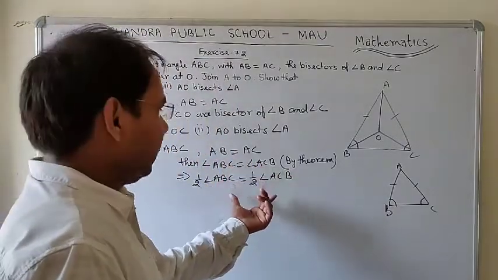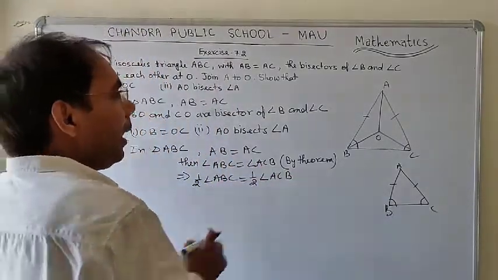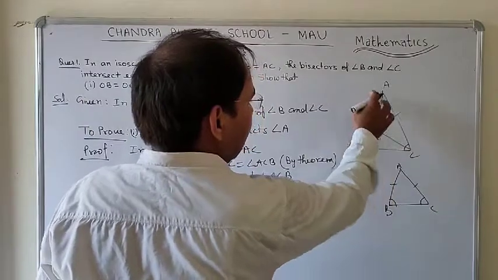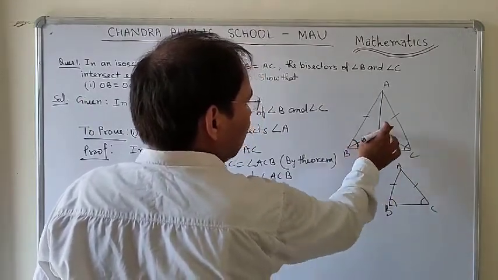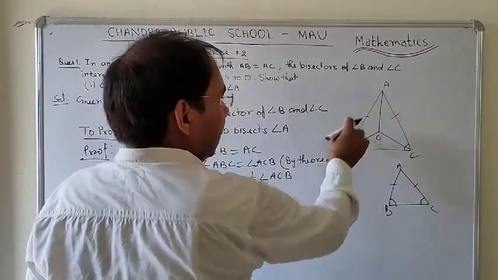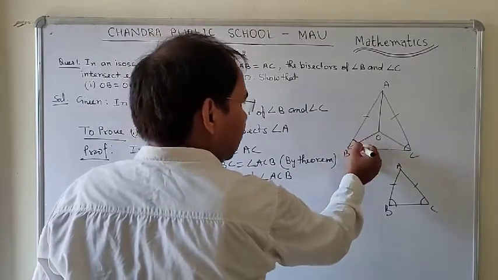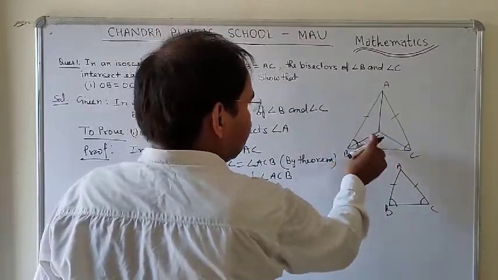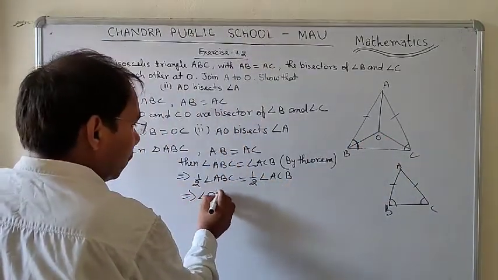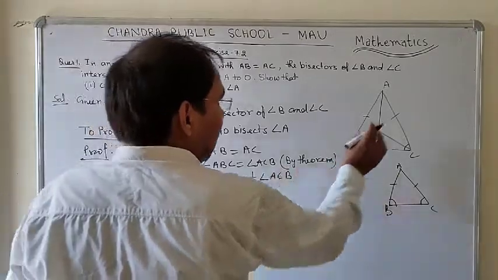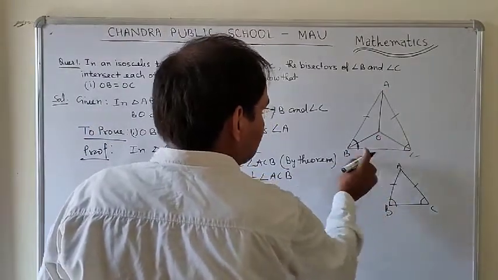If two things are equal, then their half will also be equal. Half of angle ABC equals angle OBC, since BO bisects angle ABC. It means this angle is half of angle ABC. So here we can write that angle OBC equals half of angle ACB, which equals angle OCB.